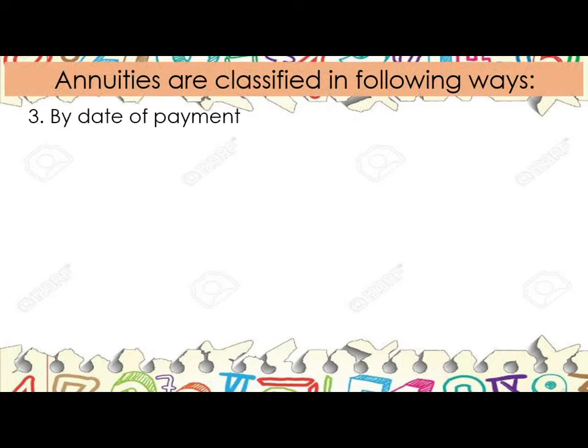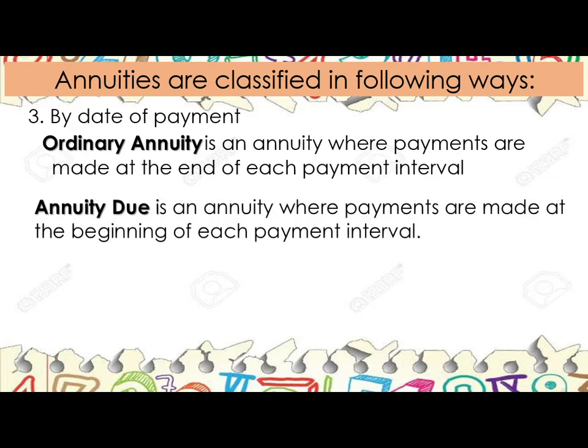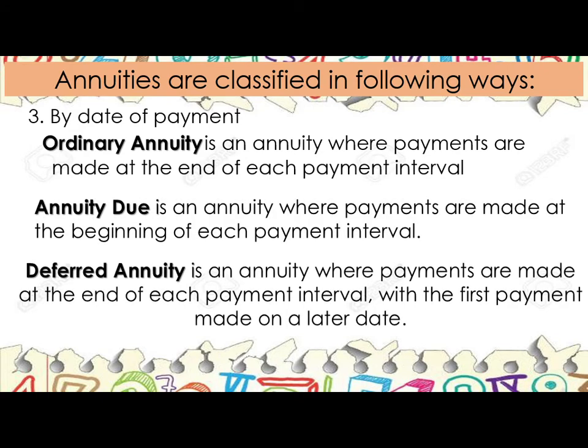And for the third one, that is through the date of payment. So what will be the difference among the three: the ordinary annuity, the annuity due, and the deferred annuity? When we say ordinary annuity, it's an annuity wherein the payments are made at the end of each payment interval. So your payments are made at the end, while in an annuity due, they are made at the beginning. For example, for an ordinary annuity, the monthly electric bills.